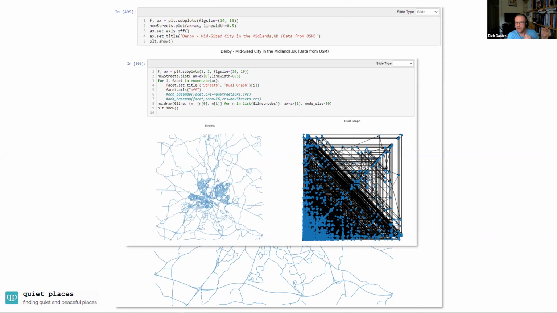Just to give you an idea of that, what we see here is exactly the same data. This is the road network on the left, and then the dual graph representation on the right. It's interesting to see that this is fundamentally the same data, just a different mathematical representation of it.